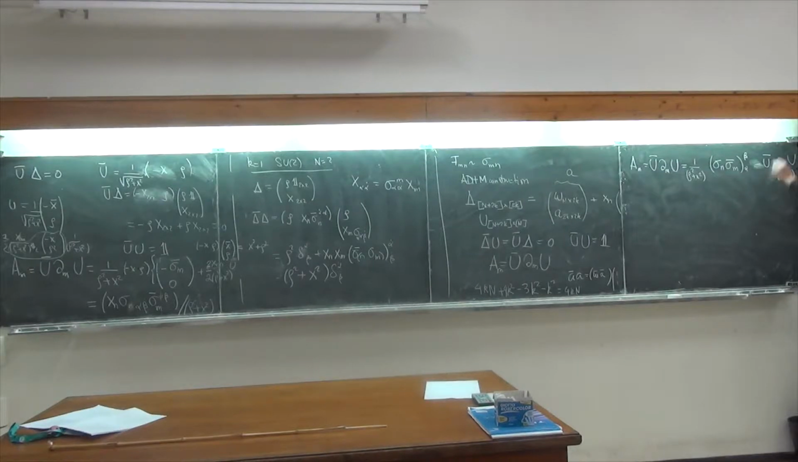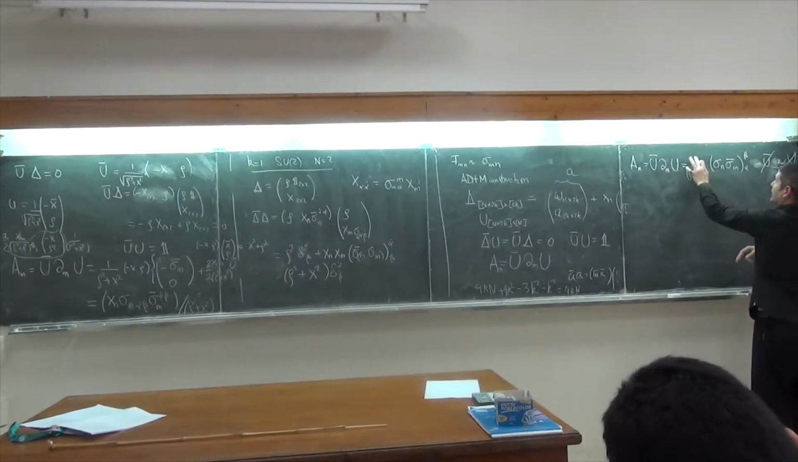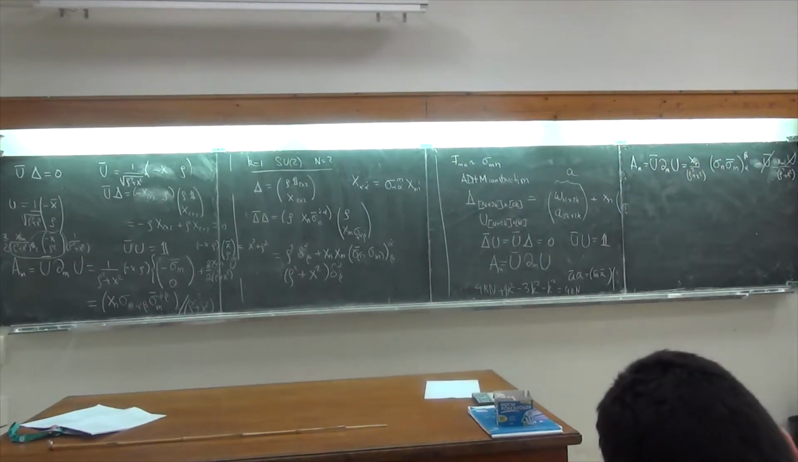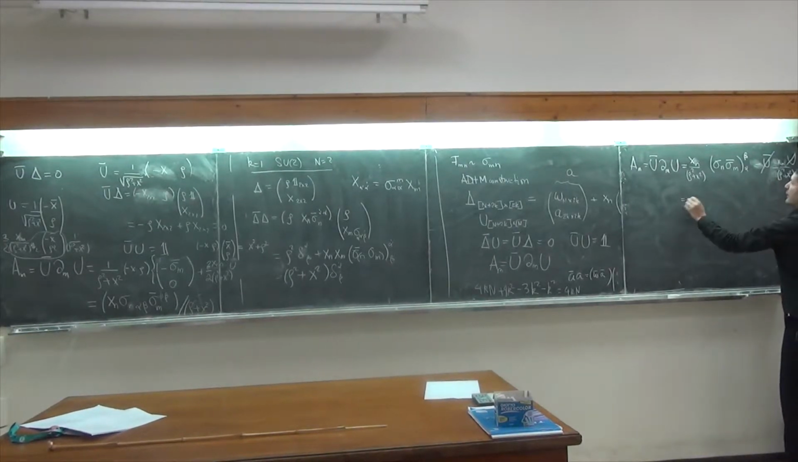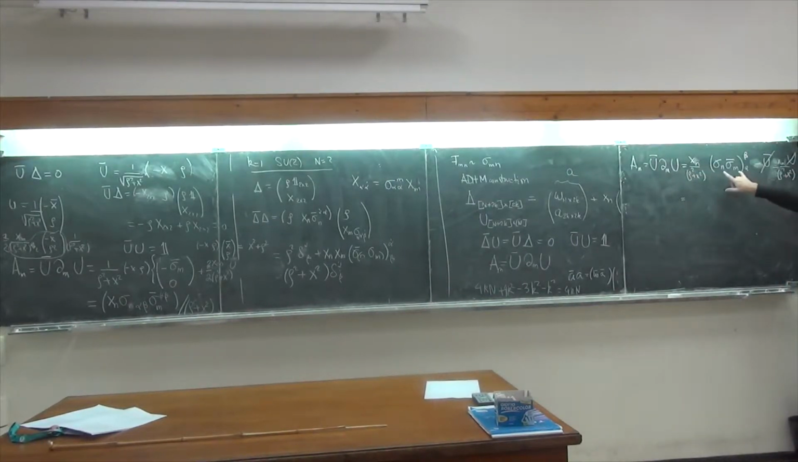Why do I do like that? Because I know that u bar times u is equal to 1. I don't need to do this. Therefore, what I get is... I think here there was also an x. Therefore, I get x. Okay, now let's do the following.